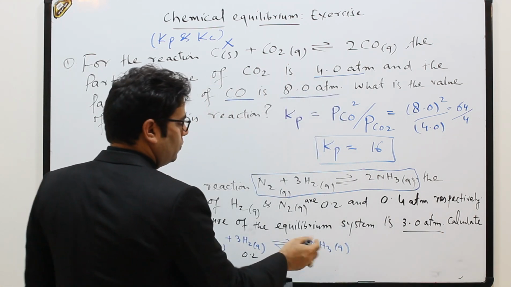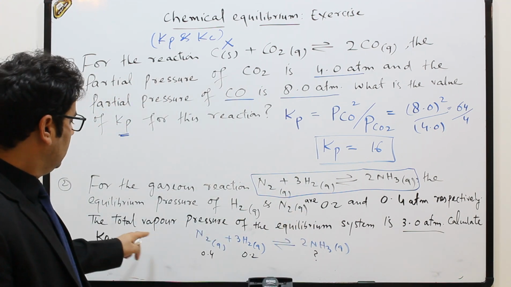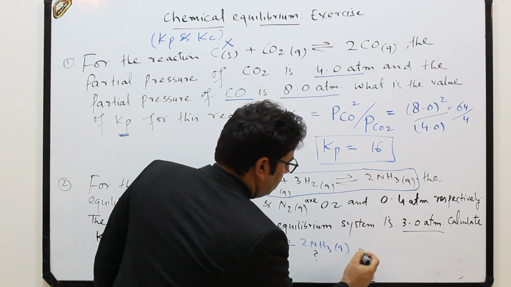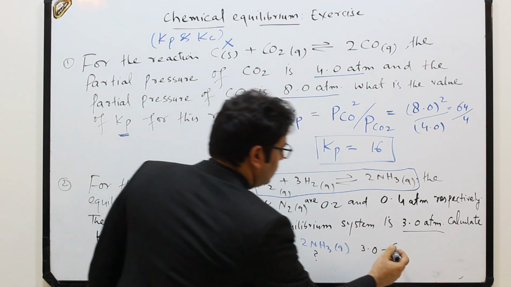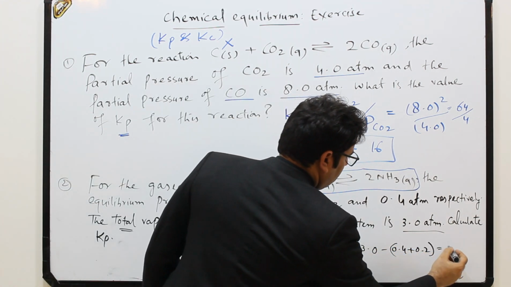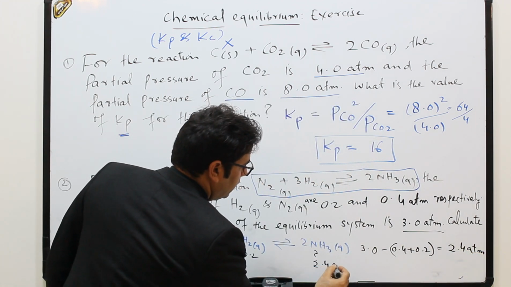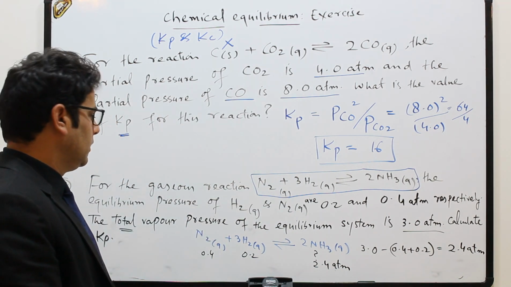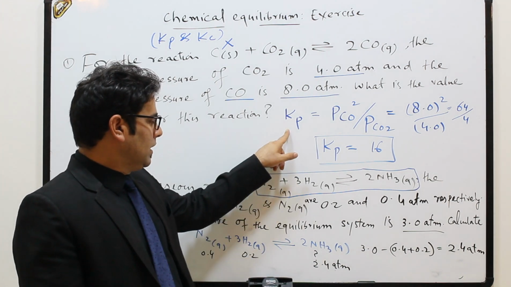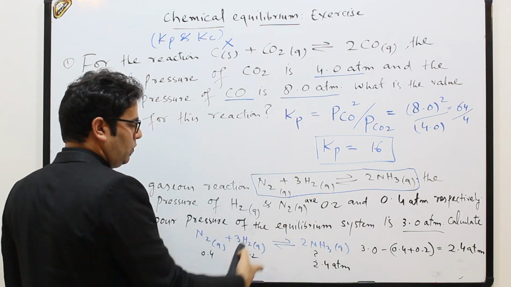So the pressure of NH3 is not given, but we have another piece of information, the total pressure. The pressure of NH3 will be equal to the total 3.0 minus 0.4 plus 0.2, which is 2.4 atmosphere. Now you have all the values: N2, H2, and NH3. Just apply this equation, because they are all in the gaseous state, and we can calculate Kp.